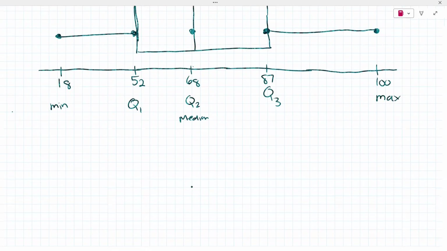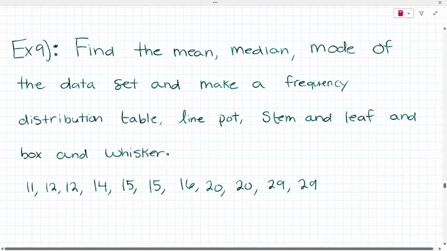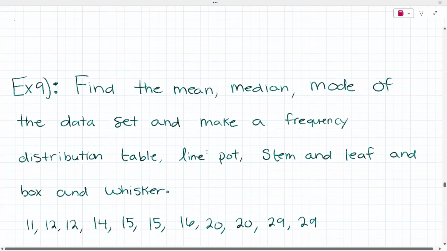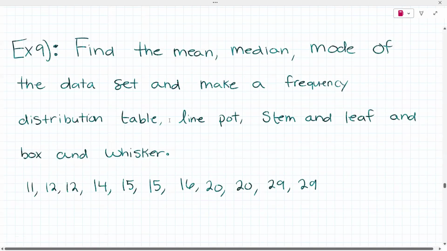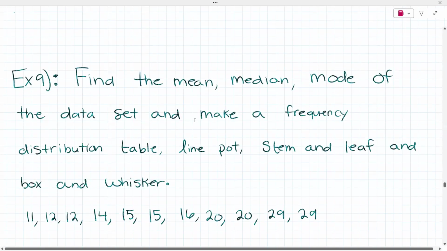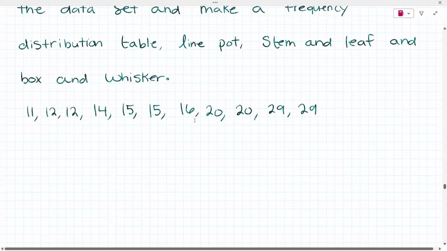Okay, let's move on to example 9. Example 9 says, find the mean, median, and mode of the data set and make a frequency distribution table, line plot, stem and leaf, and box and whisker. So our numbers are 11, 12, 12, 14, 15, 15, 16, 20, 20, 29, 29, and we've got to find all of this. The good news is it is already in order.